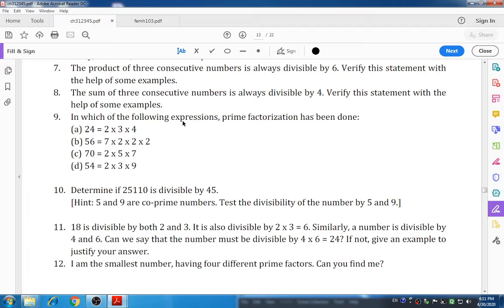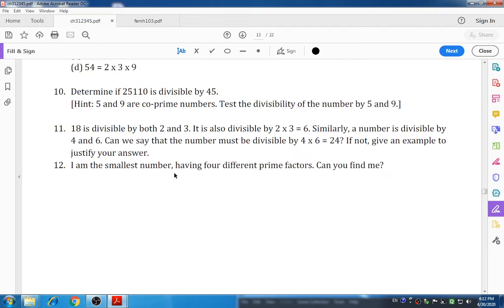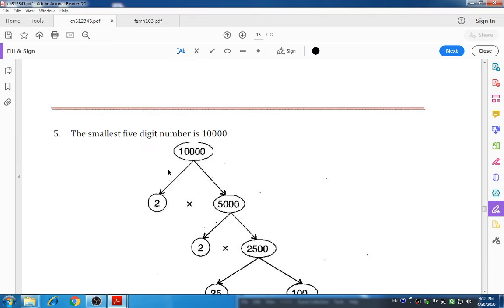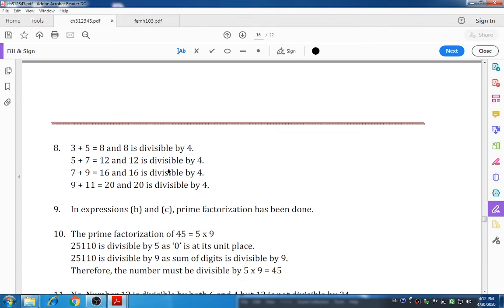In which of the following expressions has prime factorization been done? A: 24 is equal to 2 into 3 into 4. B: 56 is equal to 7 into 2 into 2 into 2. C: 70 is equal to 2 into 5 into 7. D: 54 is equal to 2 into 3 into 9. So look at here carefully how we can solve this example.